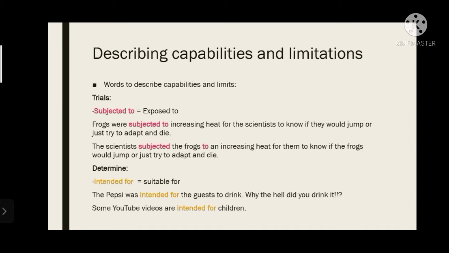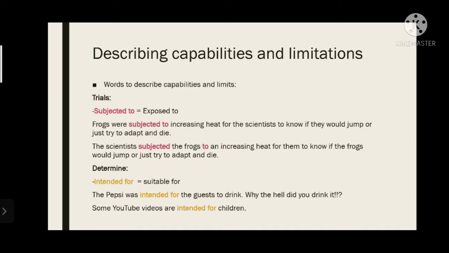The scientists subjected the frogs to an increasing heat for them to know if the frogs would jump or just try to adapt and die. This is the same sentence, but the difference is that in the first sentence, the verb subjected was next to the preposition to. حطينا الكلمتين جنب بعض، subjected وكانوا لازقين في بعض. But the second sentence, we separated between the verb subjected and the preposition to with the object, the frogs.